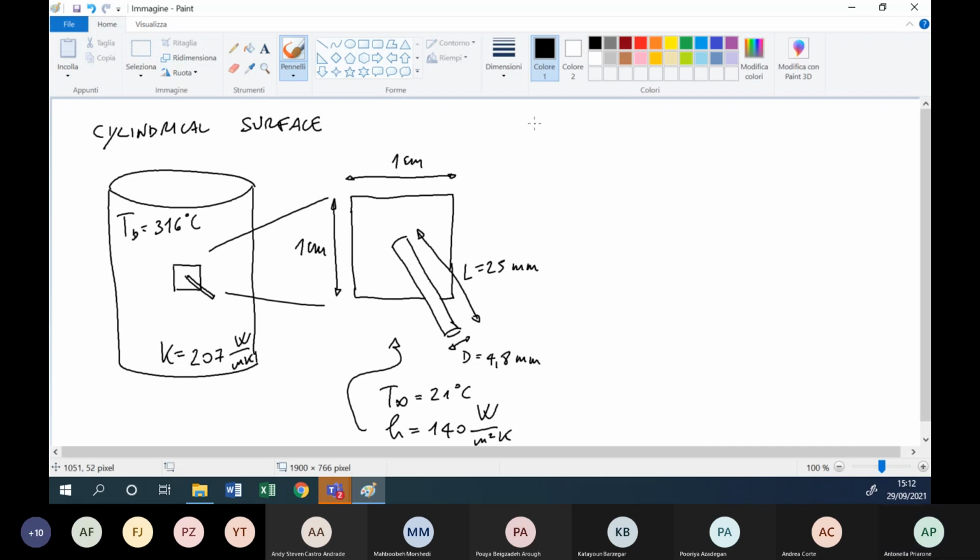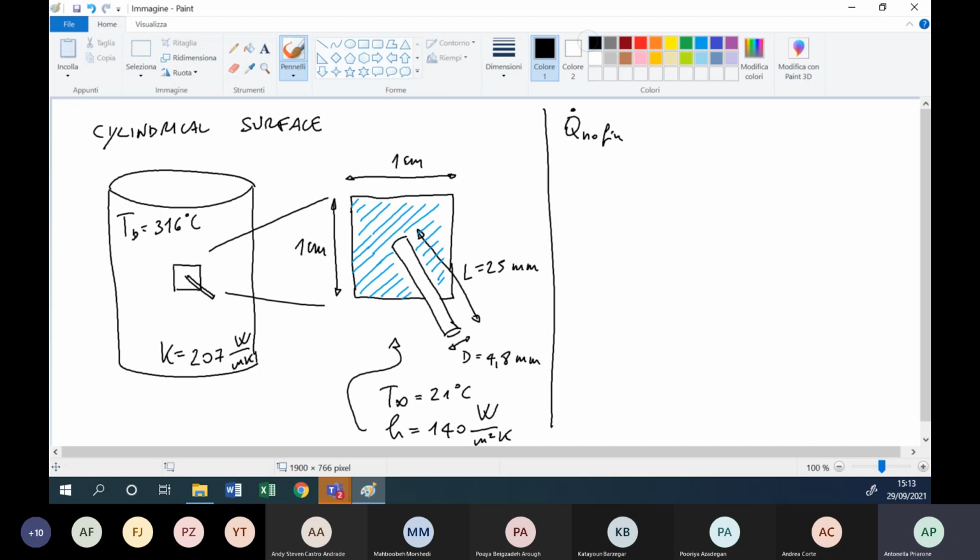Okay. Q, no fin. Okay, I solved the problem considering one module of 1 centimeter. So I will do the calculation for 1 square centimeter of my cylindrical surface, okay? Because I'm interested in comparing the case no fin with the case with finned surface.